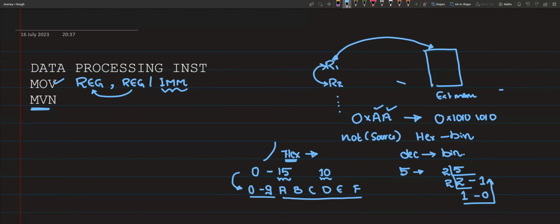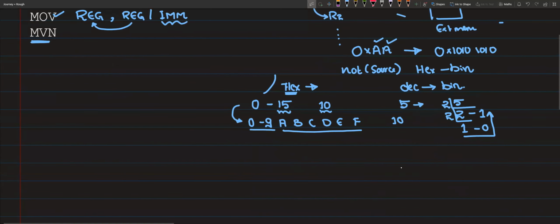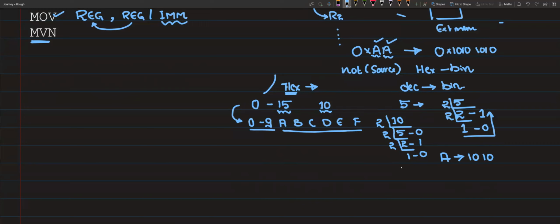Same way, if I take A, that is 10, and divide by 2: 2 5s are 10, remainder 0. Then 2 2s are 4, remainder 1. Then 2 1s are 2, remainder 0, and finally 1. So A is represented as 1010, correct? Now for AA in hexa, we have to read each digit independently, so you can directly convert individually into 1010 1010. Hope you got it. Yes, sir.